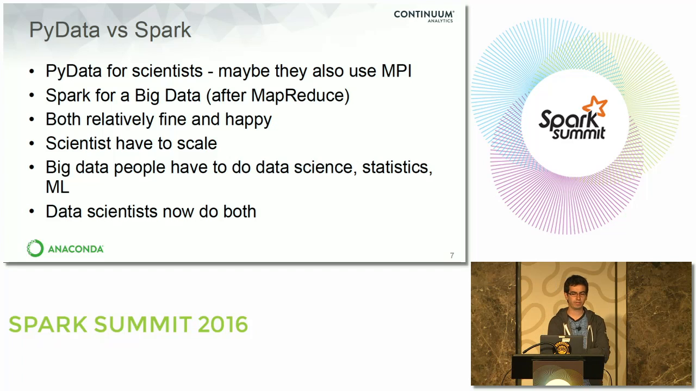Both people were relatively fine and happy, and they still are, I think, with the people I talk to. The problem was when scientists had to actually start scaling their analysis, and the big data people that do ETL jobs, parsing JSONs and parsing logs, had to start doing statistics and machine learning. They said, I don't really know how to do that. And the scientists said, I don't really know how to scale that, because I know how to do machine learning, I know my algorithms, I know my random forest, neural networks, optimization libraries, logistic regression, all that, but I don't really know how to scale that analysis. So that's when Spark came and actually started solving a lot of these issues.